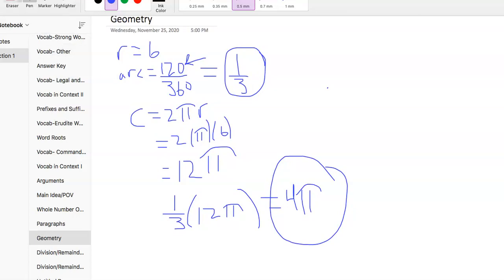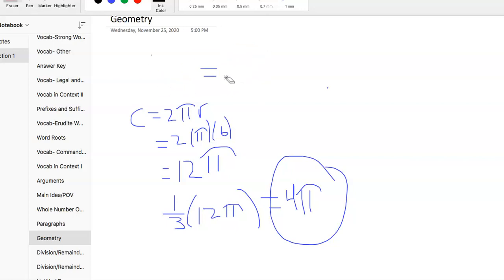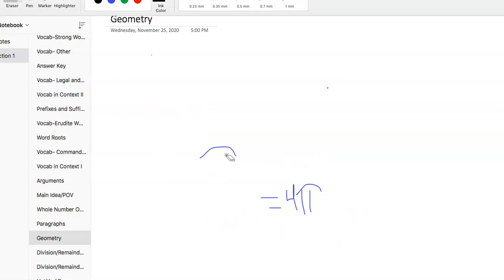Okay, so that's all we got for circles. Area and arc length, which includes knowing how to do circumference. So arc length's not that bad. You just have to kind of know that step of what to do with that 120-degree arc length.